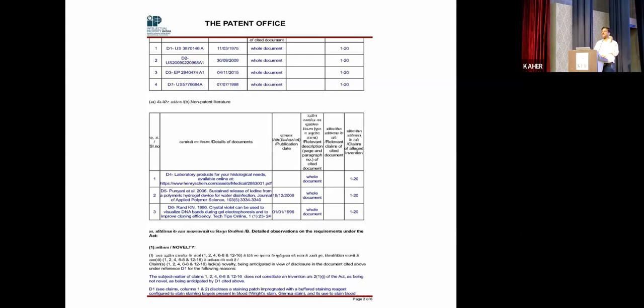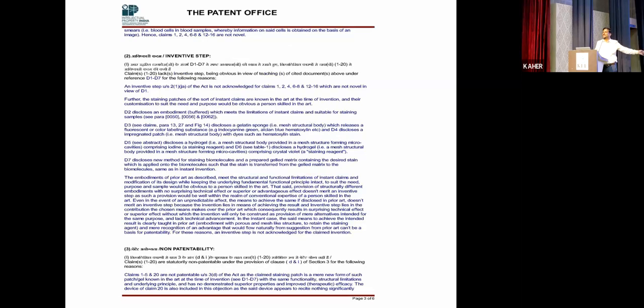We give a maximum time of 6 months, which is extendable by 3 more months with a fee. Six months is the time to file the reply, and you can extend it by 3 more months. In this detailed report, how novelty is not there and how the inventive step is not there, all the details are explained. You have to go through that, make a reply, and send it to us.